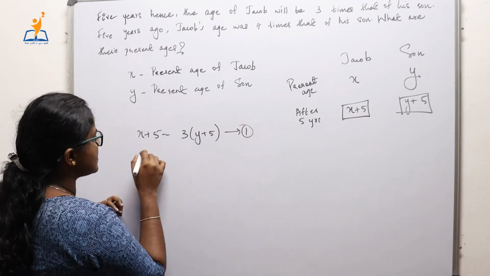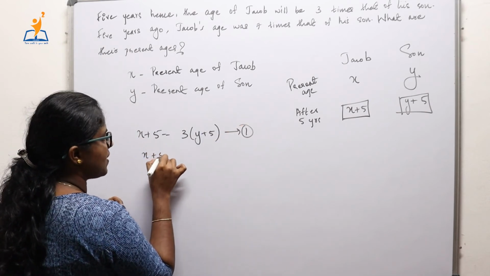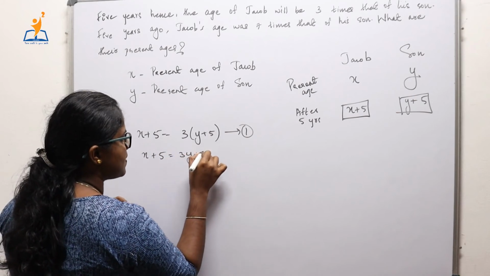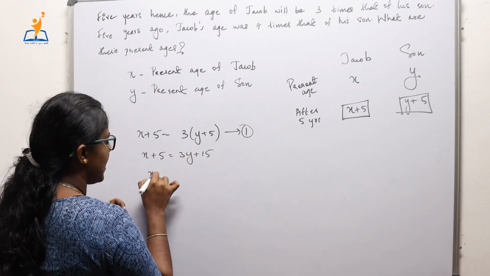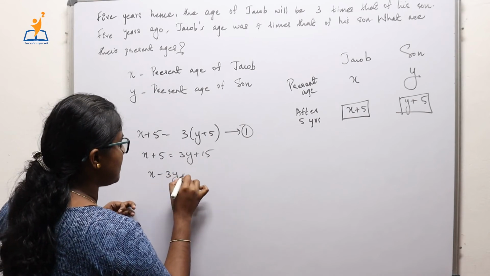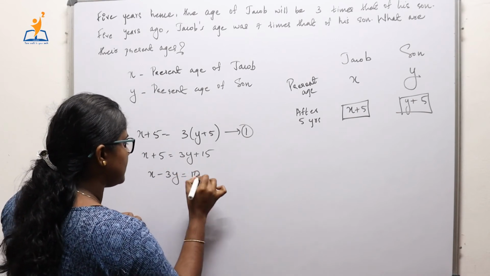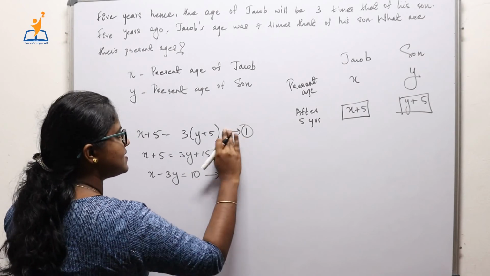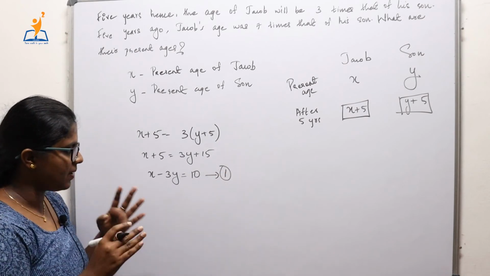Simplifying this, we get x plus 5 is equal to 3y plus 15, which means x minus 3y is 10. So this is our simplified form of equation number 1.